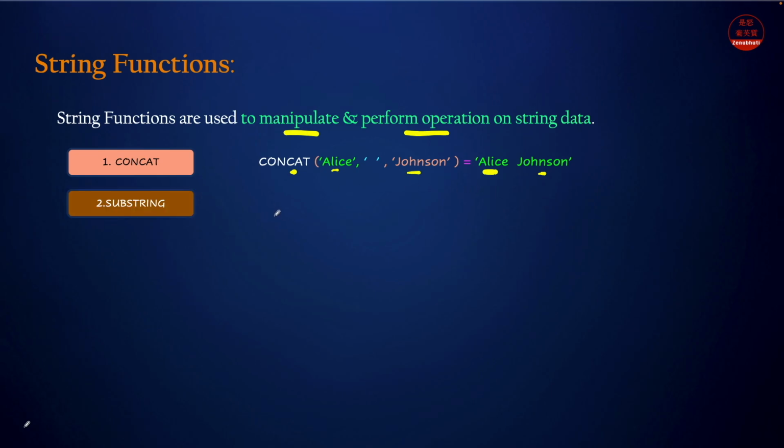Number two, substring. When you want to get, let's say, part of your string, then you use the substring. And the syntax for substring is this one. In parentheses, you just write your string and you mention your starting point and ending point. Here you are saying 1 and 3, so you will get the first three characters.